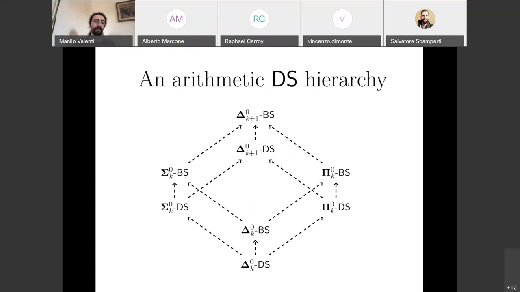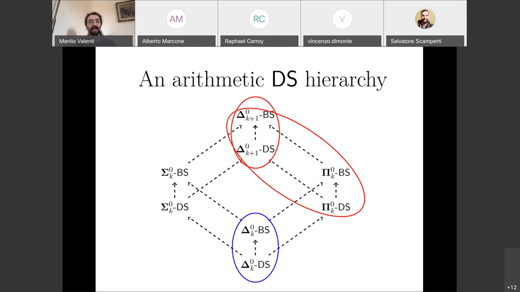Now, I don't want to talk too much in detail about what happens among all the problems of this so-called arithmetic DS hierarchy, but let me just tell you rather shortly what happens. Basically, the delta classes all collapse together. They are equivalent. This is basically just relativizing the argument we used in the base case, the delta 01 case. If you want delta 01 DS, it's just DS. So if you relativize delta 0k, you get that all the delta classes are actually equivalent.